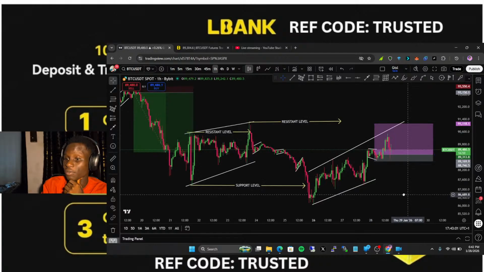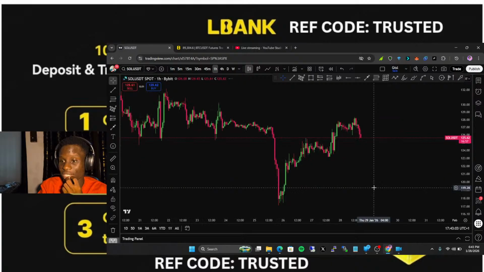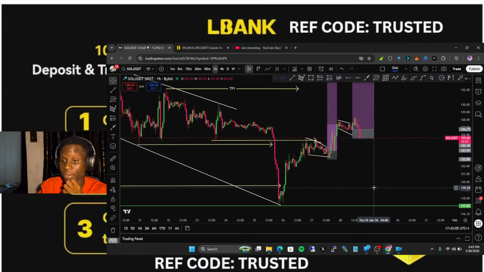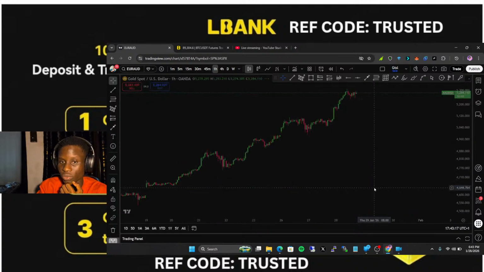BTC did mess me up today. I won't lie to you guys. Yeah, did me dirty, including Solana as well. So I'm basically waiting for a change in market structure here, so I can know what next to do.